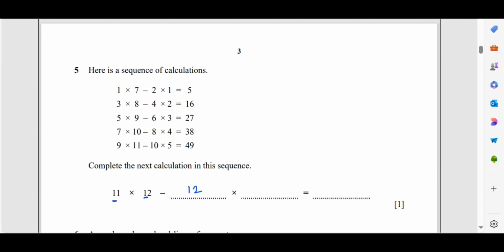So you write your 12. 1, 2, 3, 4, 5. The next number should be what? 6. Okay, so this is where you are going to do your arithmetic. Then whatever you have as your answer, you will write it down.